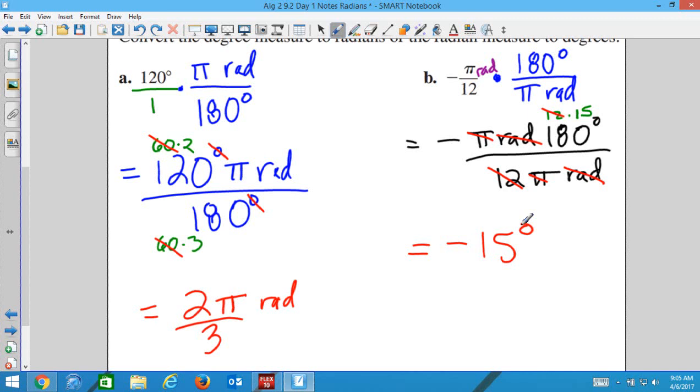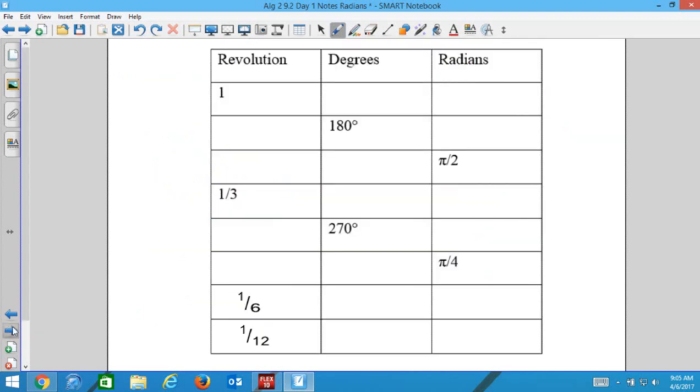All right, so before you start your assignment, you're going to complete a table and a chart. There are 2 missing values at the bottom of your table that I've added in. One of them is 1/6, one of them is 1/12. I'll start the table with you, I'll start the chart with you, and then you're going to fill in the rest.